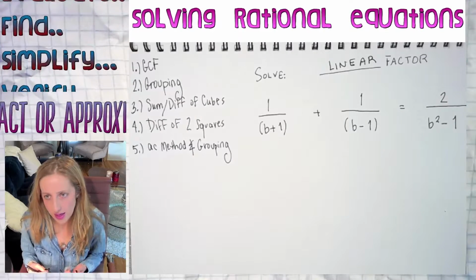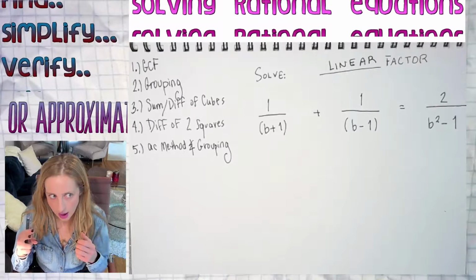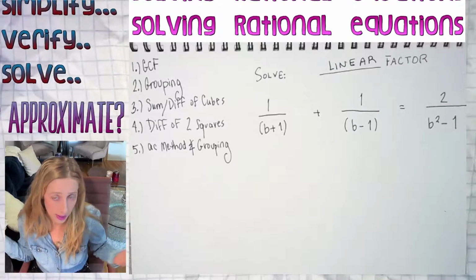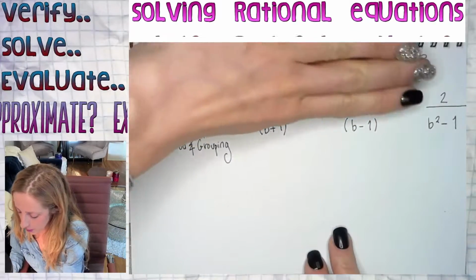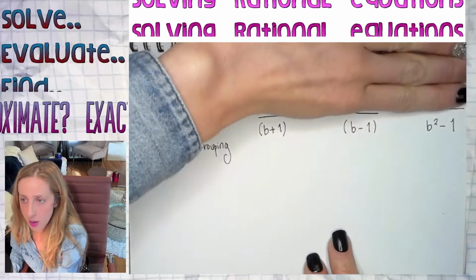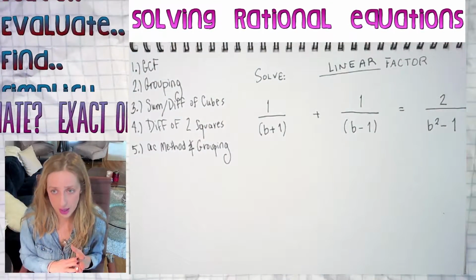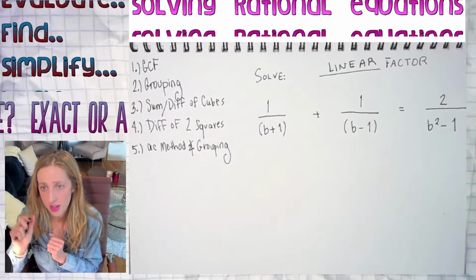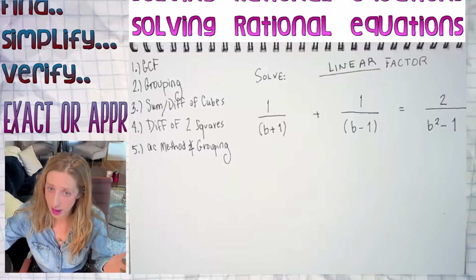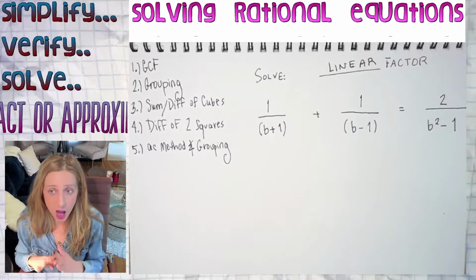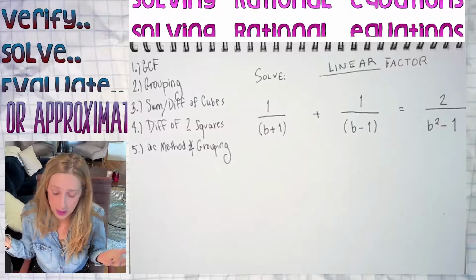Once your degree of a polynomial, right? These denominators are all little baby polynomials, b plus 1, b minus 1, b squared minus 1. Once the degree of the polynomial in your denominator is bigger than 1, you got to check if it's factorable. If it's not and it's prime, then you don't have to factor it.